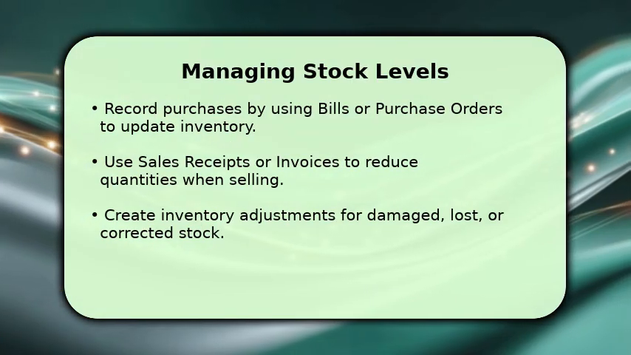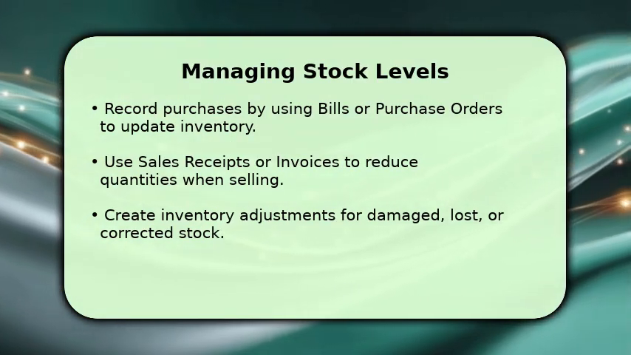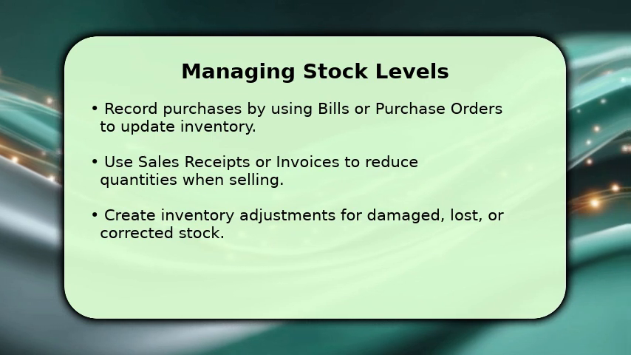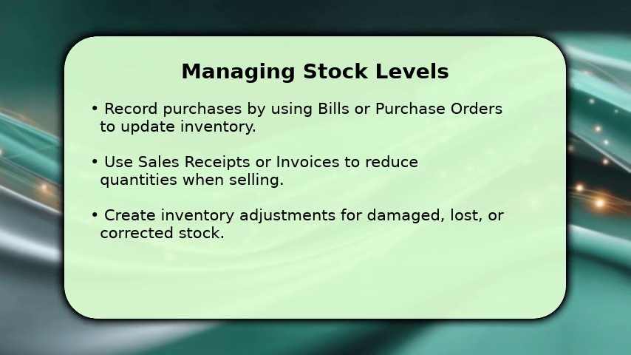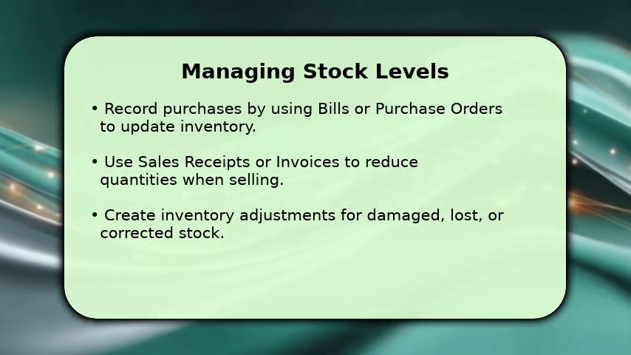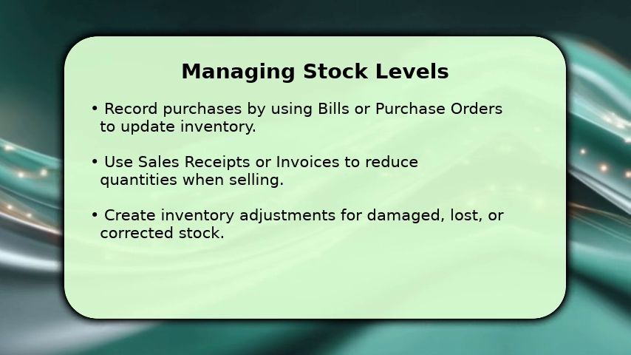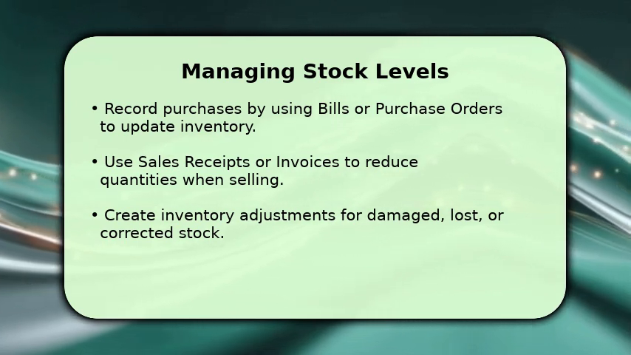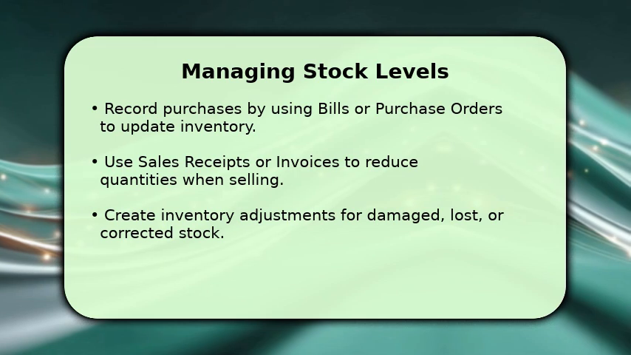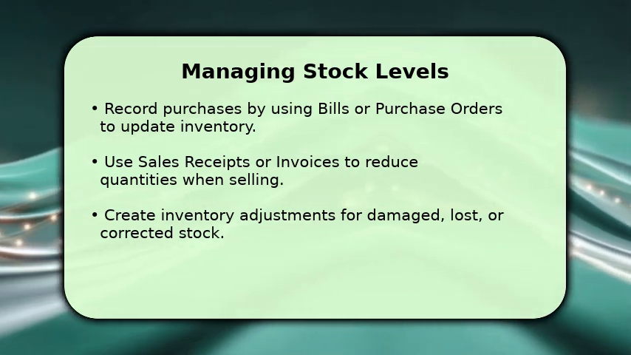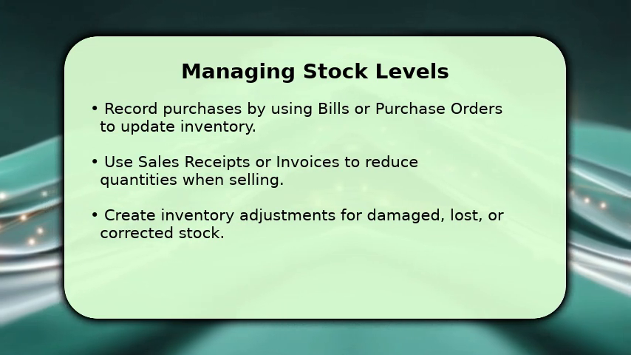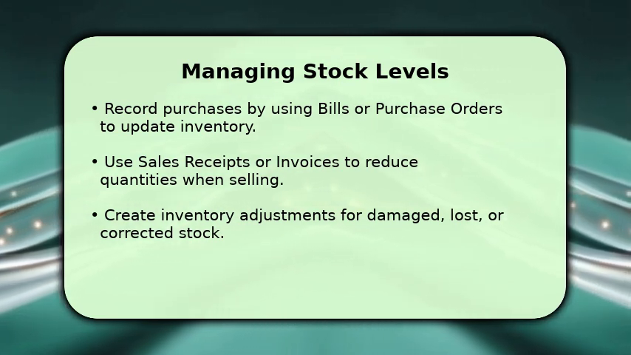Track purchases and sales precisely so QuickBooks updates quantities automatically when you enter bills, purchase orders, sales receipts, or invoices. For shrinkage or corrections, use inventory adjustments and note the reason to keep audit trails clear. Regular cycle counts and reconciliations ensure your quantity on hand matches physical stock and keeps financial reports trustworthy for decisions and taxes.